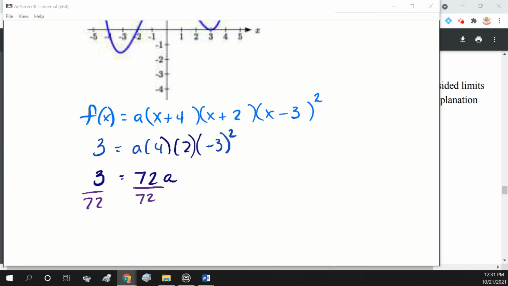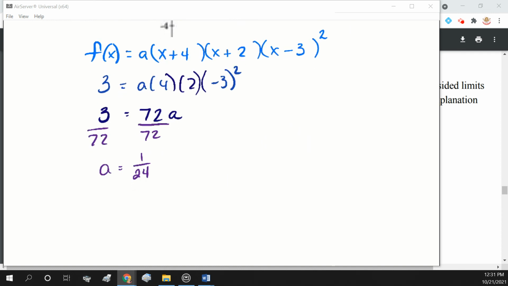Okay, now this isn't super easy to do with the little calculator that's not very smart. If you did 3 divided by 72, you get this awful decimal. So yes, so do 72 divided by 3 is 24, and then it would be 1/24. Very nice. All right, and so we'll just take that and put it back in for a, and that's our equation.